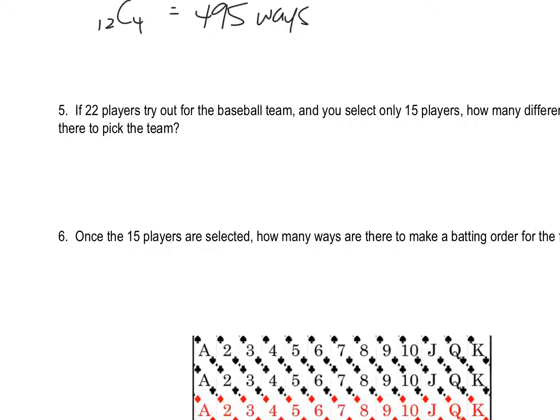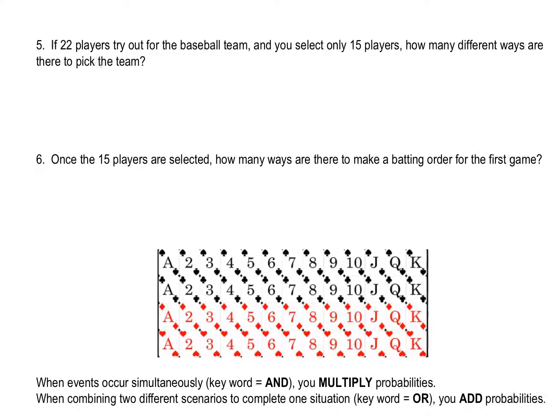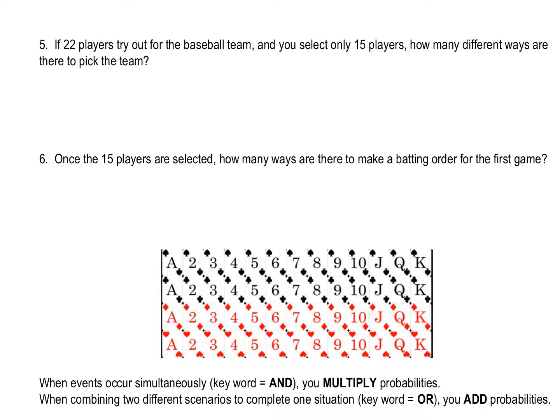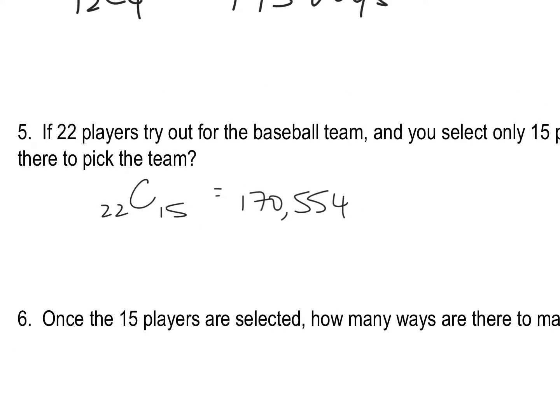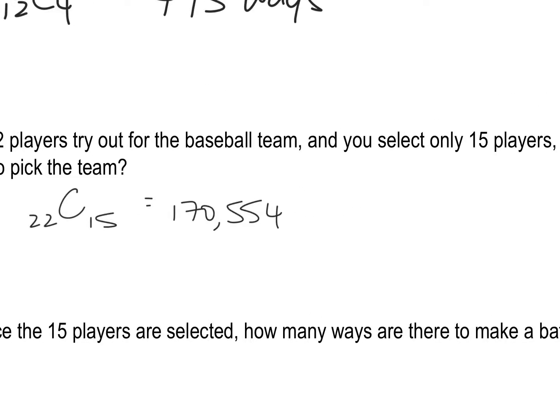Okay, we've got 22 players trying out for the baseball team, and we're only selecting 15. How many different ways are there to pick the team? So you're not selecting like first place, second place, third place. Again, you're only choosing 15 players. So out of 22 players, choose 15 of them. It doesn't matter what order the coach calls their names because all 15 of those people are on the team. There's a bunch of different ways to select that. Verify this in your calculator. If you're having calculator issues, of course, what I can do is help you in class tomorrow. But if we are selecting, that is a combination.